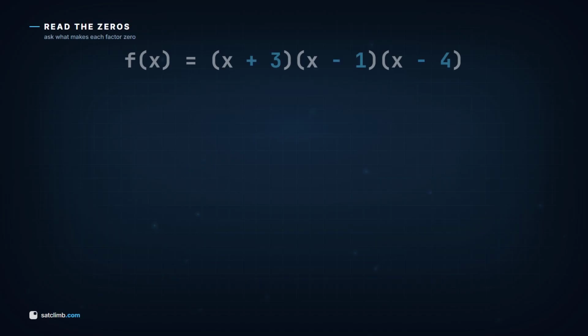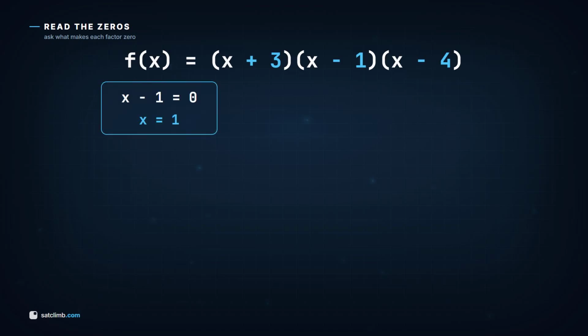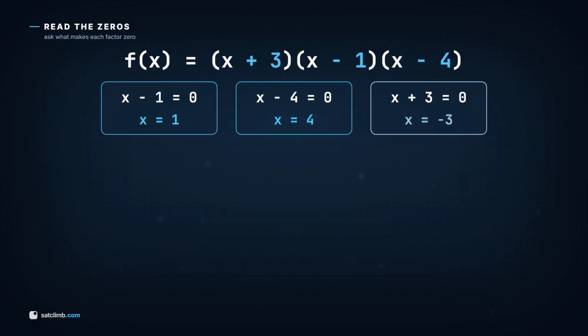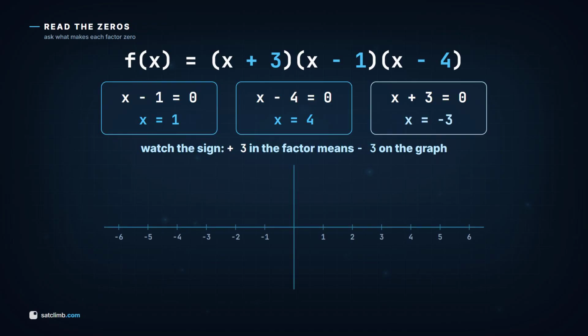Here is the money move. F of x equals x plus 3 times x minus 1 times x minus 4. To find a 0, you ask, what makes this factor 0? X minus 1 is 0 when x is 1. X minus 4 is 0 when x is 4, and x plus 3 is 0 when x is negative 3. Watch the sign. Plus 3 in the factor means negative 3 on the graph. The zeros are negative 3, 1, and 4, and you never multiplied anything out.